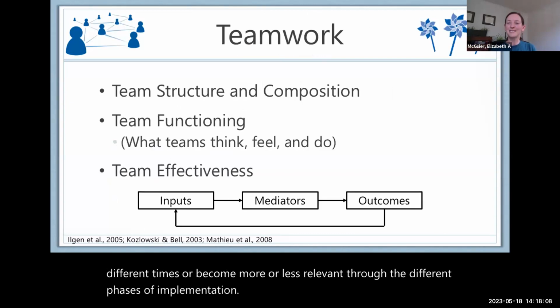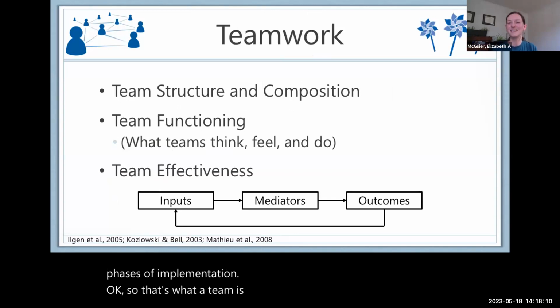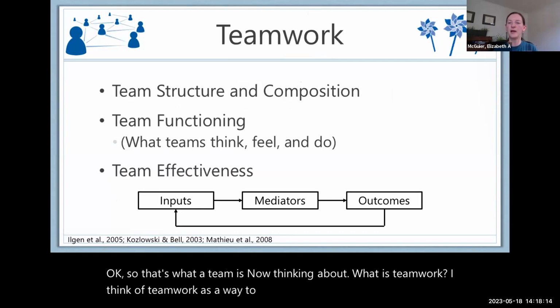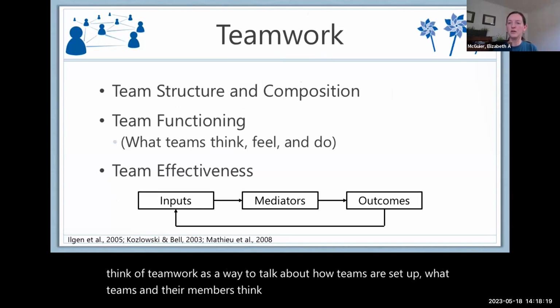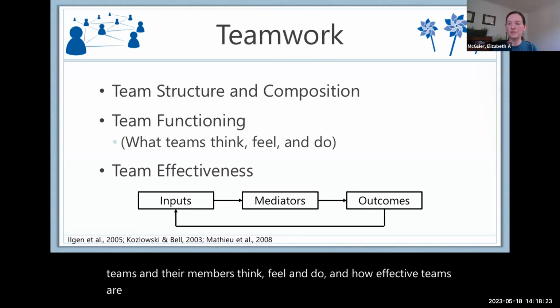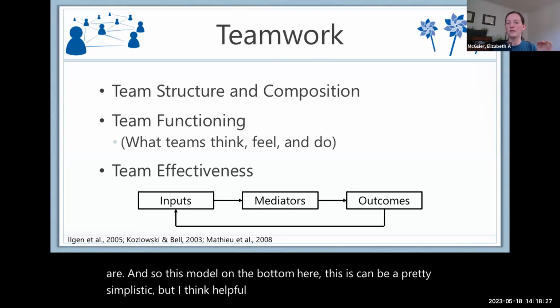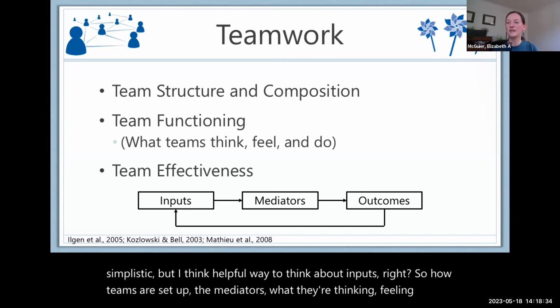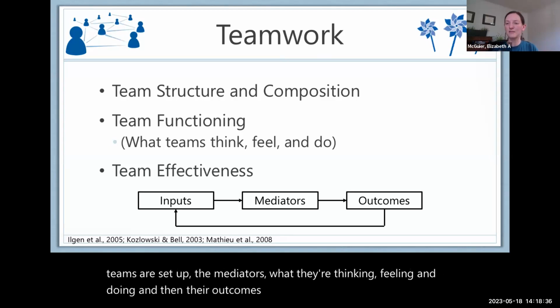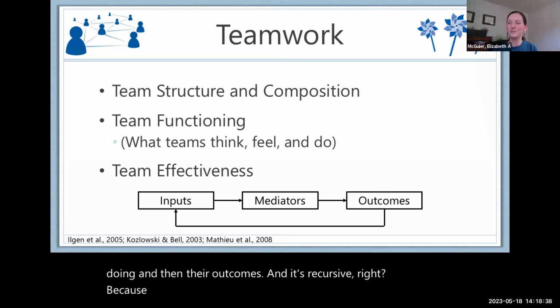Okay, so that's what a team is. Now thinking about what is teamwork. I think of teamwork as a way to talk about how teams are set up, what teams and their members think, feel, and do, and how effective teams are. And so this model on the bottom here, this is a pretty simplistic, but I think helpful way to think about inputs, right? So how teams are set up, the mediators, what they're thinking, feeling, and doing, and then their outcomes. And it's recursive, right? Because outcomes become inputs.